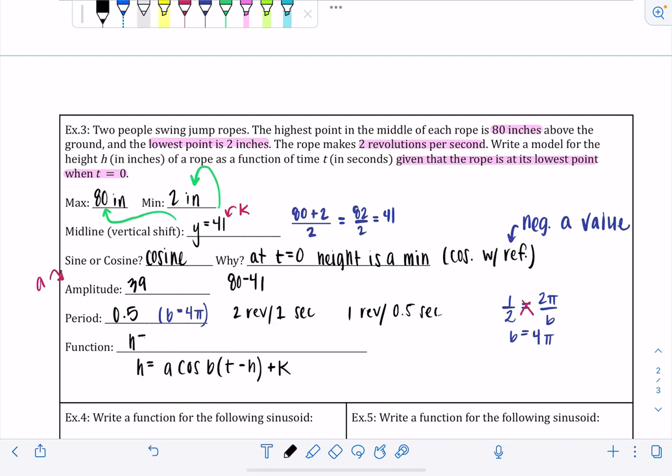So h equals a, the amplitude is 39, but we're doing cosine with a reflection, so it'll be negative 39. And then cosine b, so 4 pi. And then t, no h, so we don't need the parentheses. And then plus k, so plus 41. So h equals negative 39 cosine 4 pi of t plus 41.